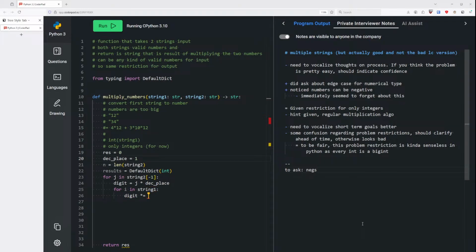Times equals I times decimal place. I'll move this. Okay. So this, we want the 4 times 1 times 10. So we'd want to go through this in reverse instead, so that we can just increase by 10 for each one. Okay, so start it off at 1, because it'd be 4 times 2.